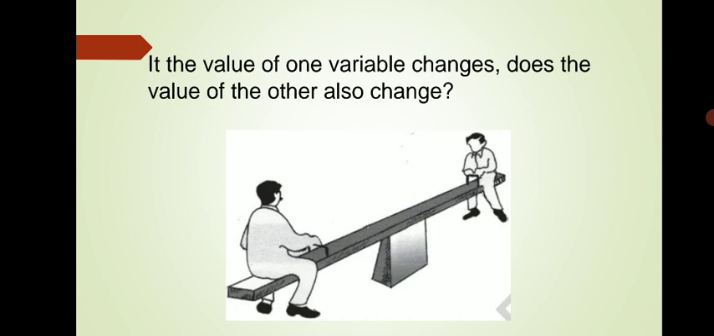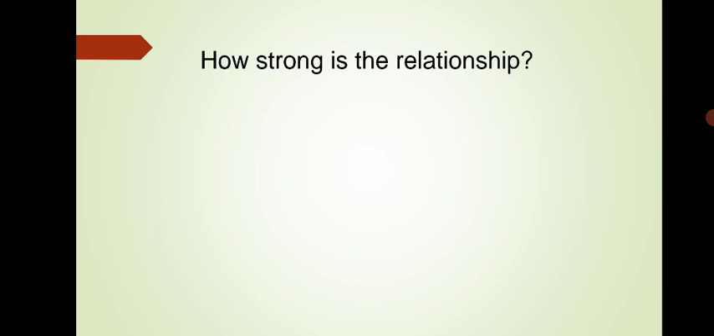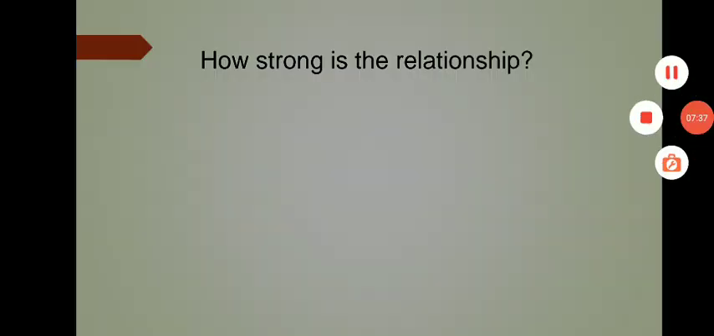If the value of one variable changes, does the value of the other also change? Whether these two variables are dependent upon each other or not, meaning the value of one variable changes, does the value of the other variable also change? Then, do the variables move in the same direction or in opposite directions? How strong is the relationship between these two variables? Correlation analysis answers all such types of questions.